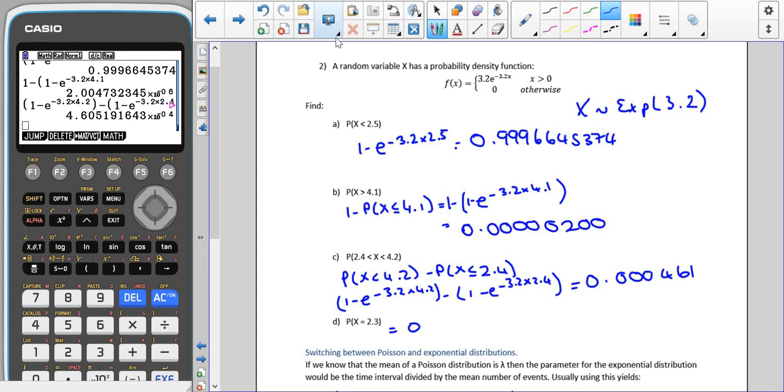0.999664537. And again, you can see there that I haven't rounded that to 3 significant figures, because if I was to round it to 3 significant figures, I'd get 1.00, which wouldn't tell me anything. So I've just written out the whole number.